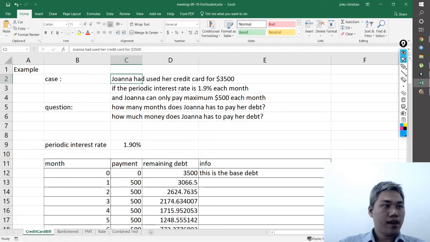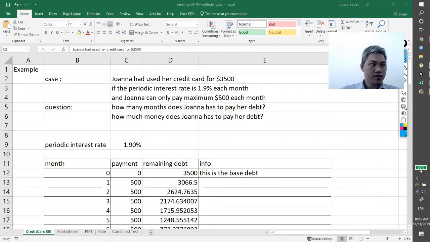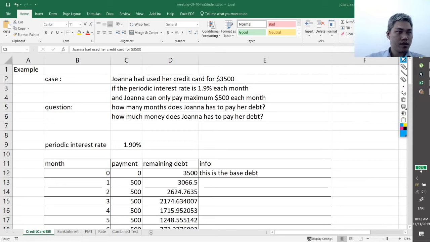Okay, now let me minimize my photo here. I'll just put it here, maybe not, so it's not too obtrusive. Okay.